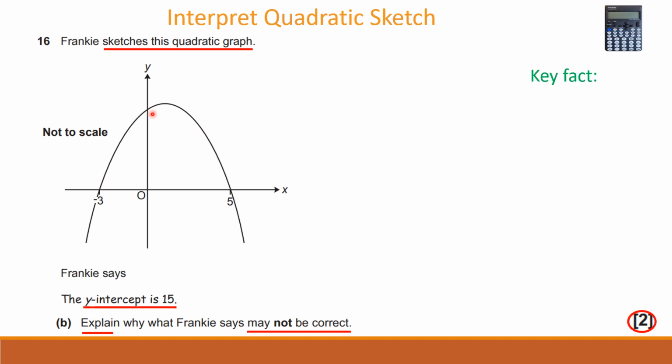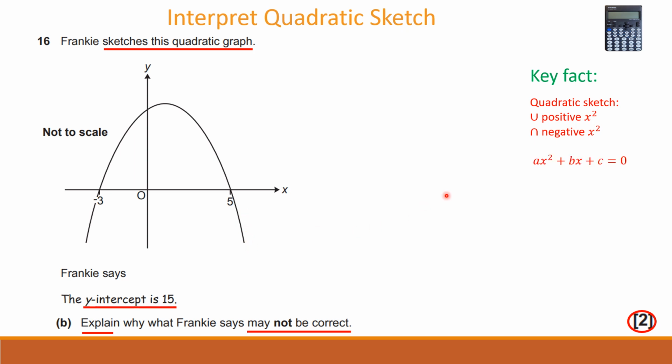So the key facts we need to know for a quadratic sketch: if you have got a positive number in front of the x squared, you have got a graph that is a happy face. So it goes the opposite way round to this one. This one is a negative x squared, so the graph is upside down. So that means we have got a minus in front of our x squared term. So that's going to be really important when we're working out the equation of this graph.